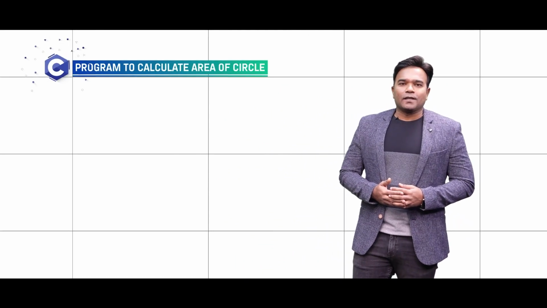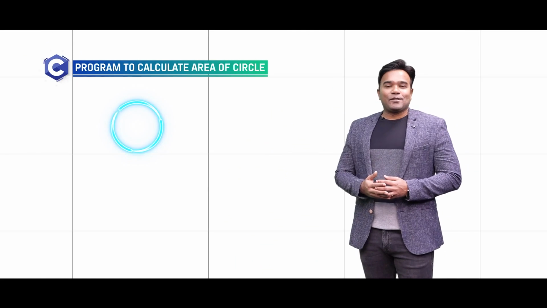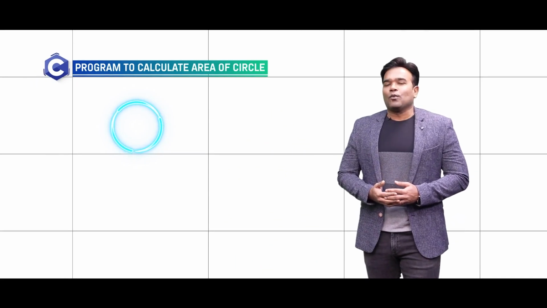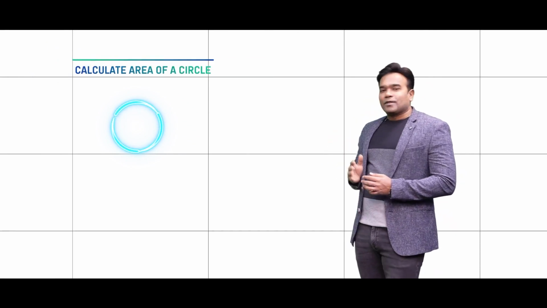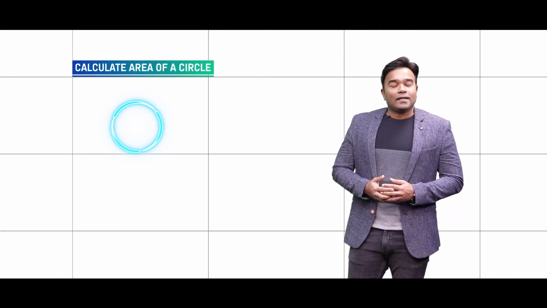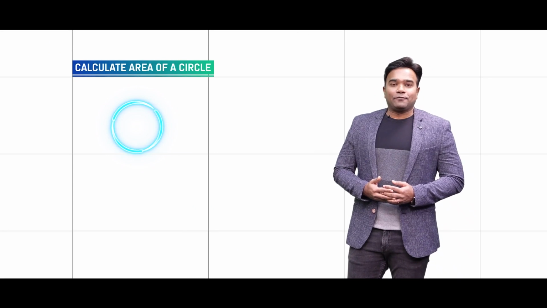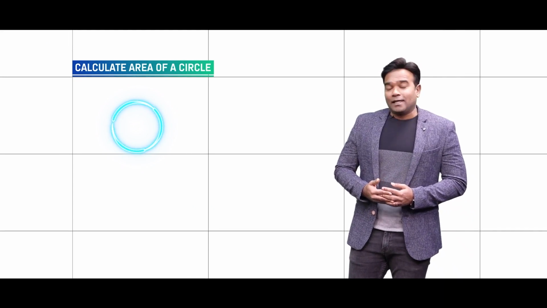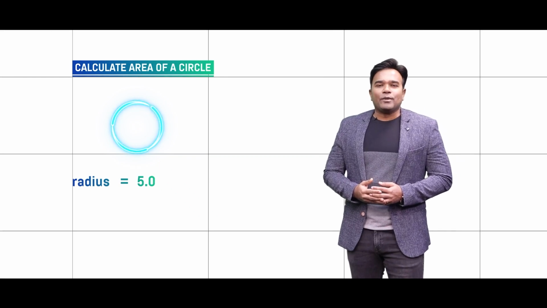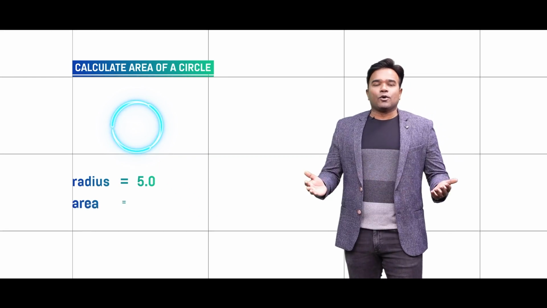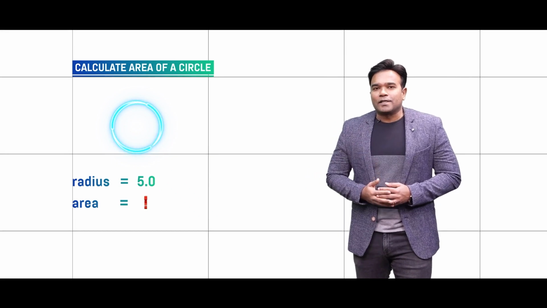The first program which I would be coding using the C language is to compute the area of a circle. Well, this happens to be a circle, which is one of the geometric shapes. Now, if I have to compute the area of this circle, then obviously I need to have the radius of the circle. Let's assume that the radius of this circle happens to be 5. Then what is going to be the area of this circle?